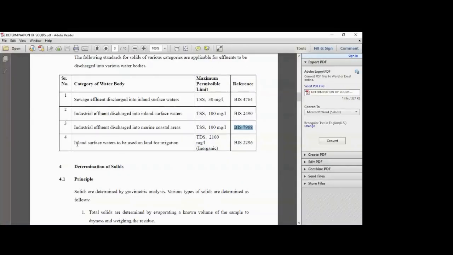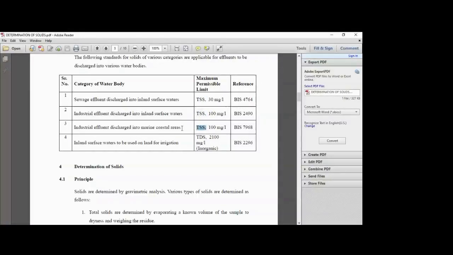And if I have inland surface water, and that inland surface water is to be used for irrigation, what is the maximum permissible limit of TDS? My TDS should always be less than 2100 mg per liter. That is for the inorganic TDS they are talking about, according to BIS 2296, right? So it's very, very important. All other parameters are related to TSS only.